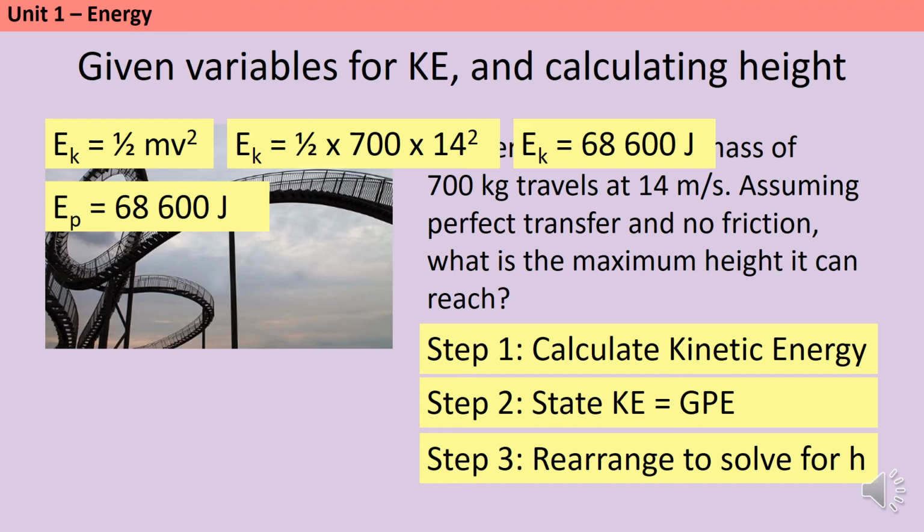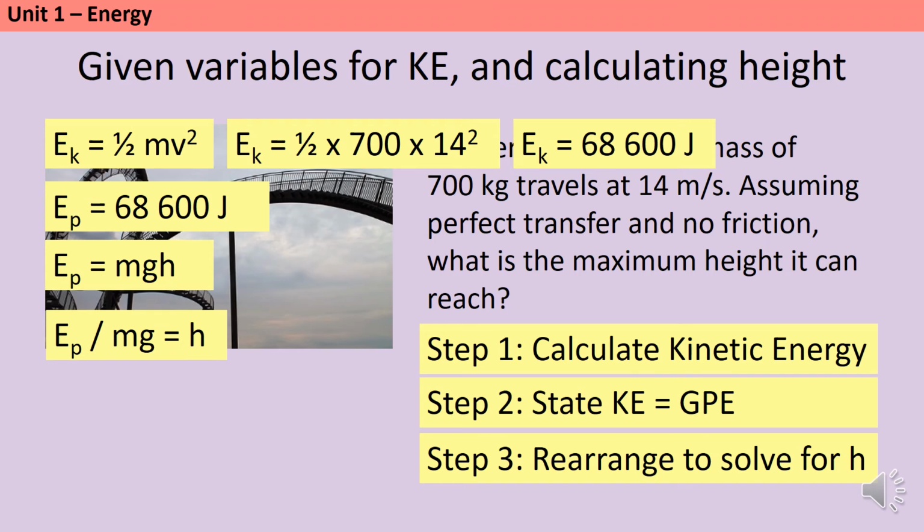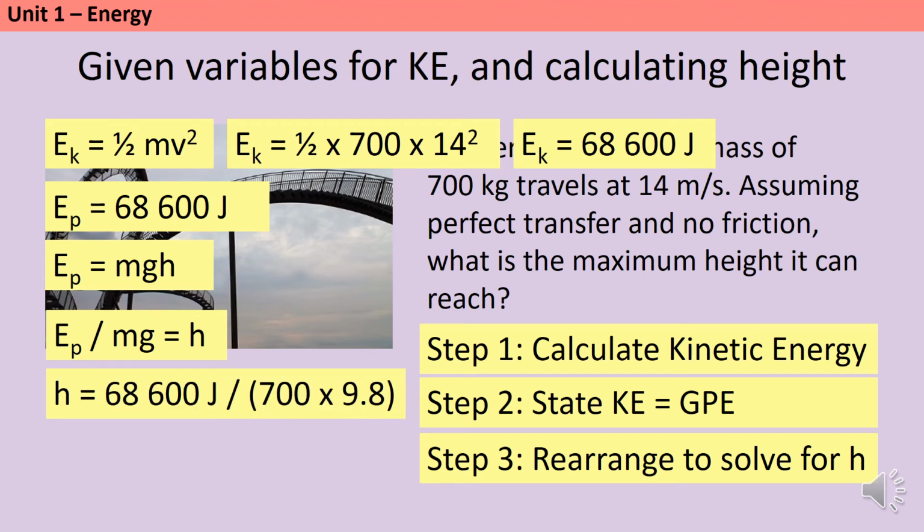Now I need to use the equation for gravitational potential energy, and I need to rearrange that to make h the subject. So right now h is multiplied by mass and gravitational field strength. To get rid of them, I need to divide, and if I'm dividing on the right hand side, I also need to divide on the left. So I'm left with an answer of height is potential energy divided by mass multiplied by gravitational field strength. If I solve that, then I get an answer of 10 meters.